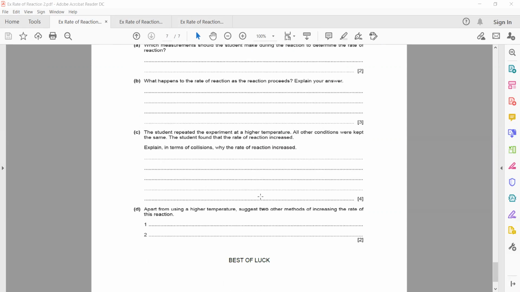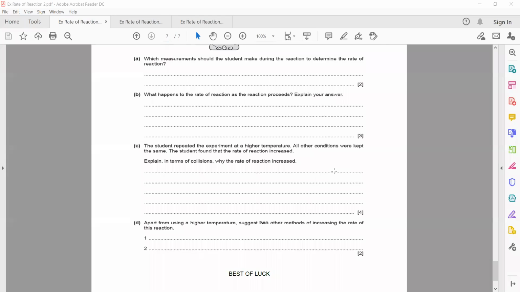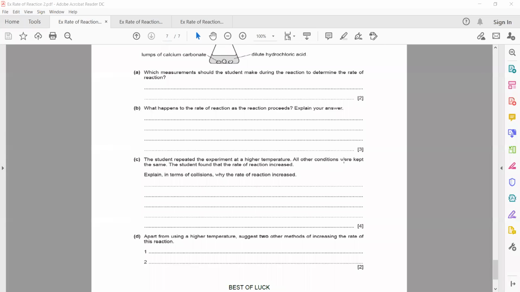Apart from using a higher temperature, suggest two methods of increasing the rate. If you want to increase the rate other than temperature, what can we do? We can use a catalyst, or we can increase the concentration, or decrease the particle size. These are the factors which will affect the speed or the rate of reaction.